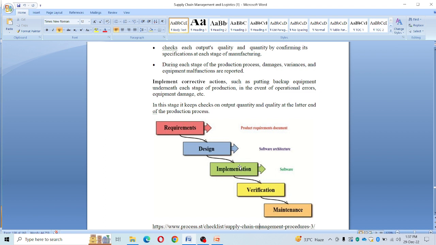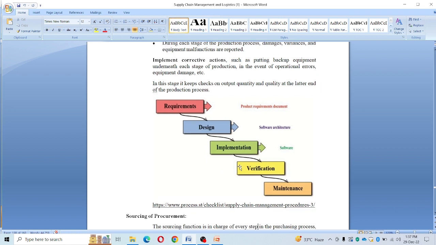So corrective actions will be taken, putting back the equipment which requires repairs and maintenance, or it will involve all operational errors and equipment damage. This way, a check on the output quality and quantity will be made in the end, and this involves the steps in the production process when you need to check the quantity and quality of output. So the maintenance part will be there: verification, implementation, design, requirements.